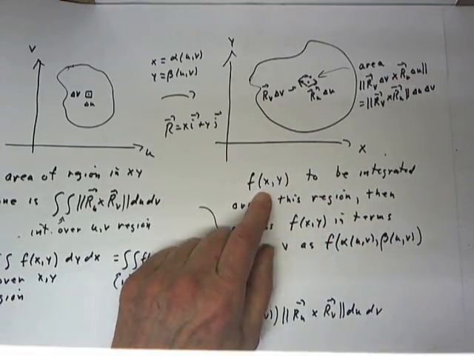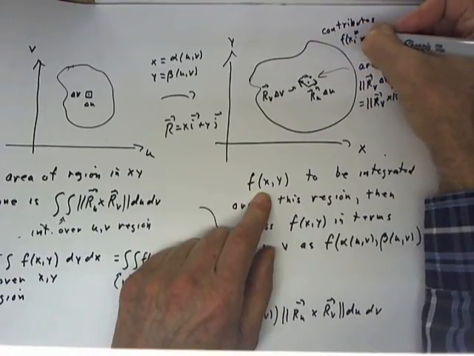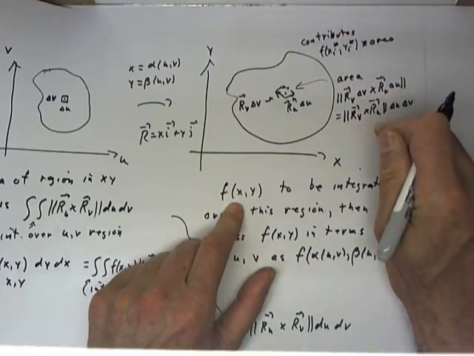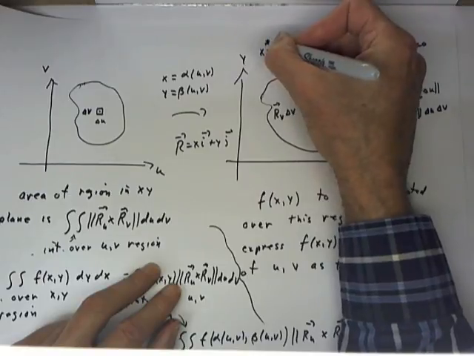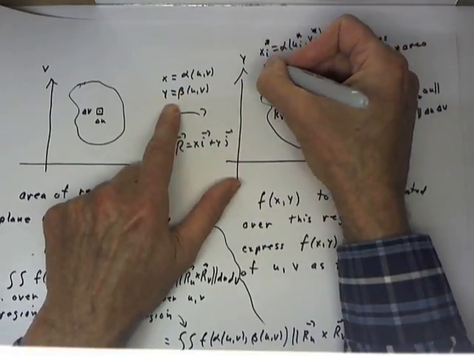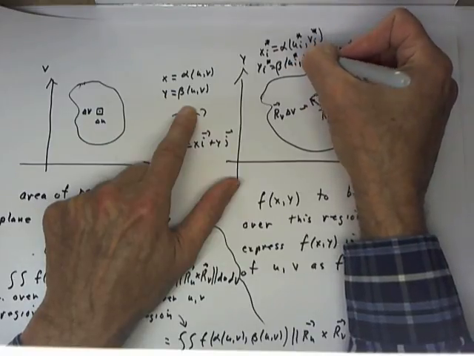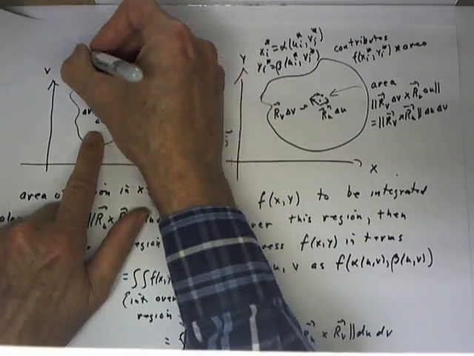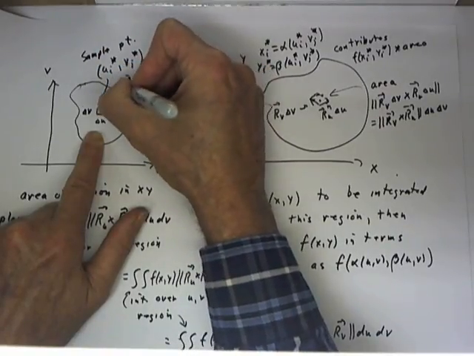This region contributes to the integral of f of xy, f of xi star yi star, times the area being this, giving us this integral, and xi star is your alpha function evaluated at ui star vj star, yi star equals our beta function evaluated at ui star vj star, where ui star vj star is our sample point in the v versus u plane.